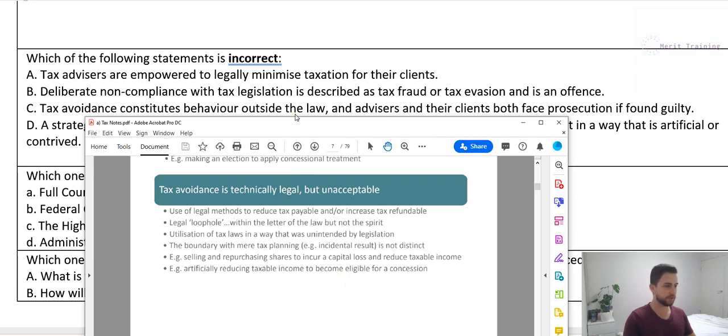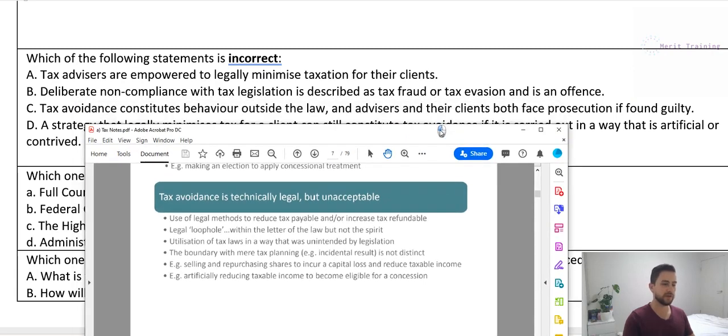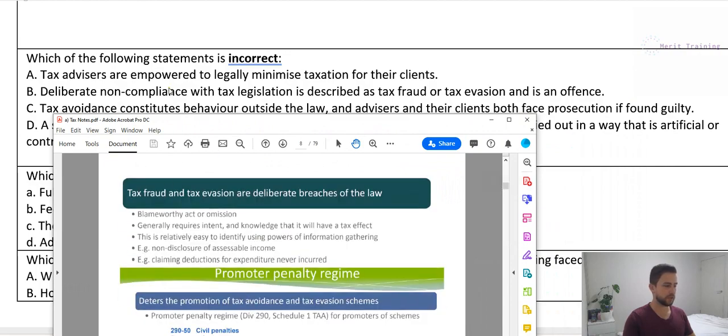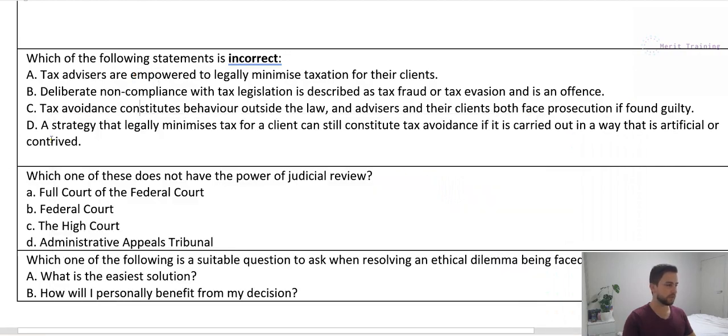So there's two things wrong with this. One, it's saying it's outside the law, and two, prosecution if found guilty. So in some cases you could be prosecuted if you're deliberately doing it, but it's not penalised as heavily as tax fraud. So C is incorrect, but let's just confirm D, make sure that we haven't missed something.